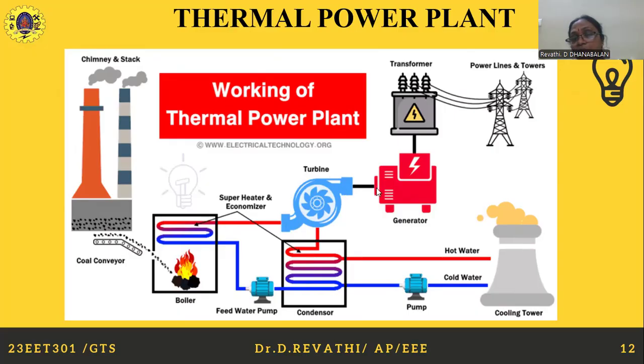The turbine is connected to the generator, where mechanical energy is converted into electrical energy. The electrical power is transferred to the transformer. After the turbine, the remaining steam is converted into hot water, which goes through the cooling tower and is converted into cool water through the condenser. Again, it is pumped as feed water to the boiler.